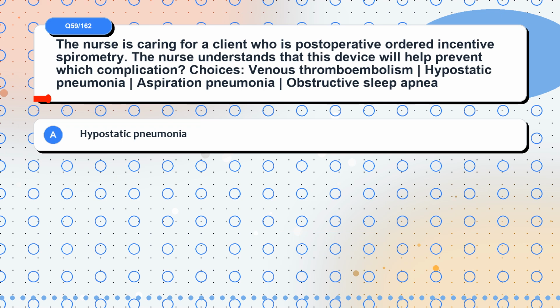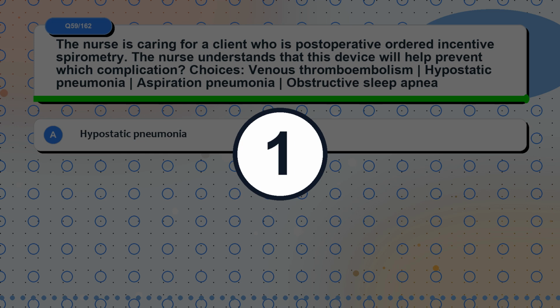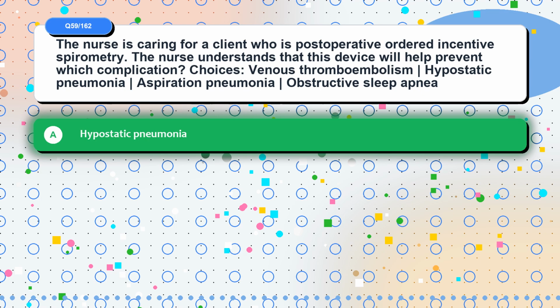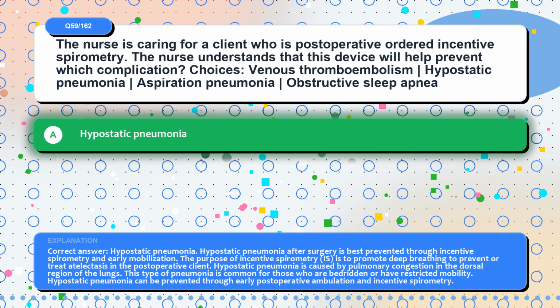Question 59. The nurse is caring for a client who is postoperative and ordered incentive spirometry. The nurse understands that this device will help prevent which complication? Choices: venous thromboembolism, hypostatic pneumonia, aspiration pneumonia, obstructive sleep apnea. Here are the options. Option A, hypostatic pneumonia. The correct answer is option A, hypostatic pneumonia.